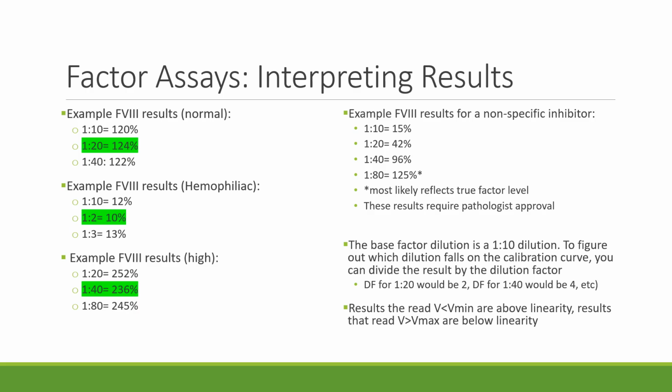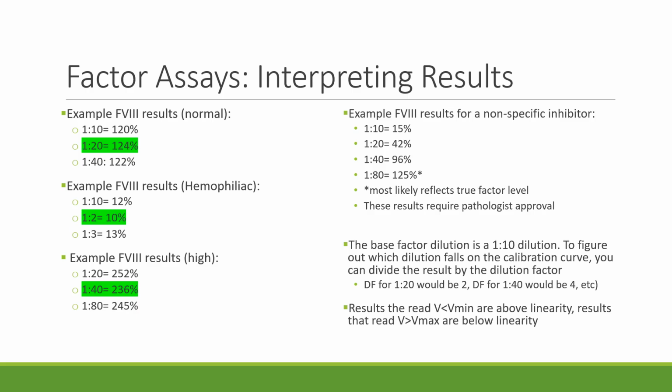And last but not least, there's one more. We have factor results. We've got 1 to 20, 1 to 40, and 1 to 80. This might be something we see when a patient's having, when factor 8 is exhibiting acute phase reactivity. So we're going to have a higher percentage of activity. But let's just say, for example, we have our 252 is going to be divided by 2. That gives us 126. That is above linearity, because remember, our top number on our linearity is 110.